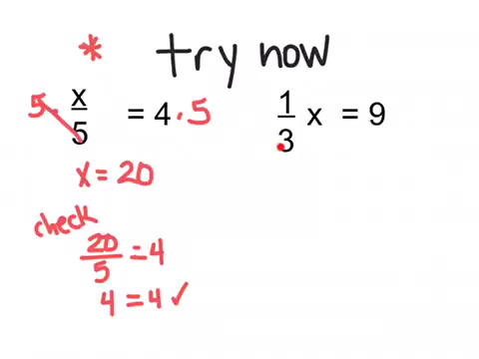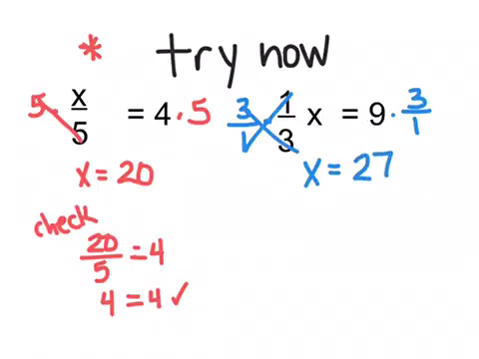Now, let's look at our second example. 1 divided by 3 times x equals 9, which is the same thing as x over 3. So, I'm simply going to multiply by 3 over 1 on both sides. These cancel. X equals 27.